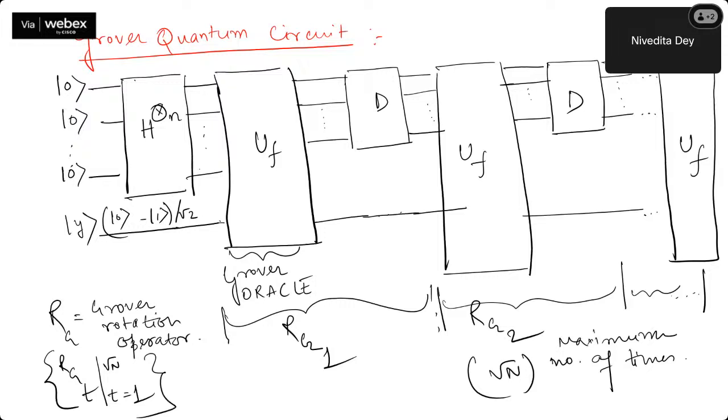And finally, at the end, you have to do your measurement. Okay. You have to do your measurement. So this is the end of Grover. So finally, we can say, officially we can conclude for Grover end.